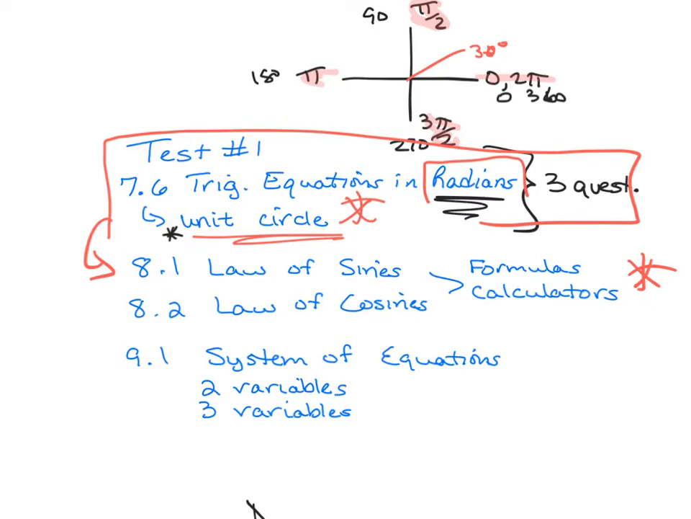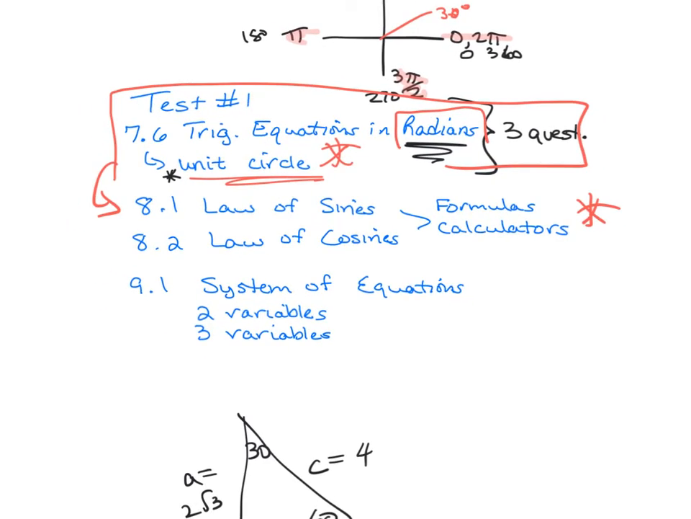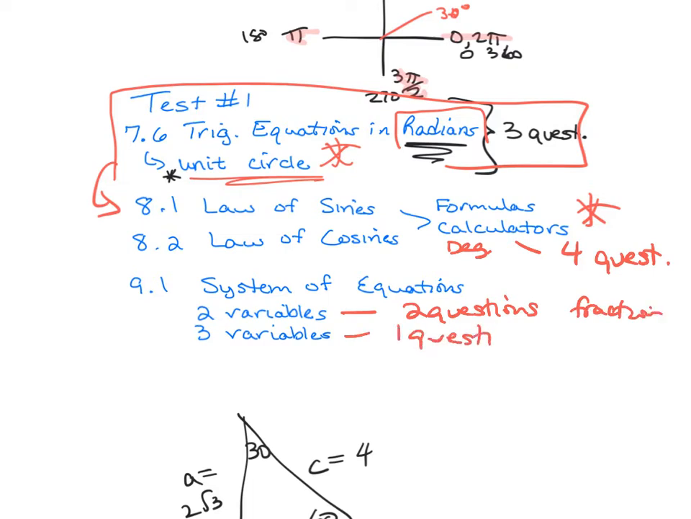Now, for the law of sines and cosines, there are 4 questions. And again, have the formulas written down. And again, you need your calculator for this, and your calculator must be in degrees when you're doing these questions. And then system of equations, you're going to have 2 questions with 2 variables. One of them is going to be a fraction. And then you're going to have 1 question with 3 variables.